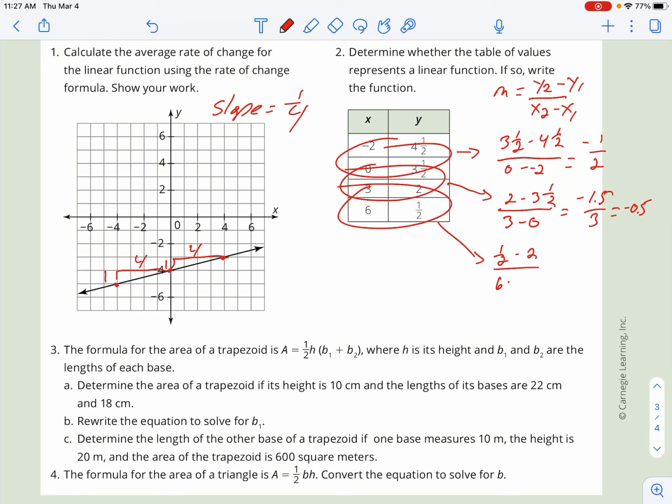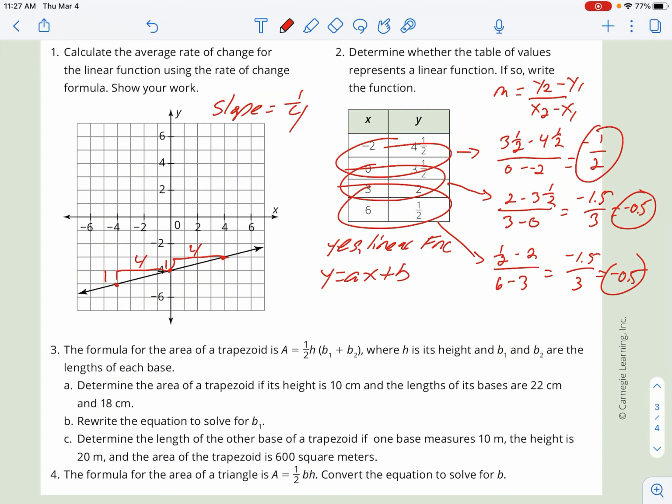I do the same thing right here. Change in the y's, change in the x's. And then I get -1.5 over 3 again. And when I look at my calculator, from each pair of points to the next, I do get the same slope. So therefore, it is a linear function.